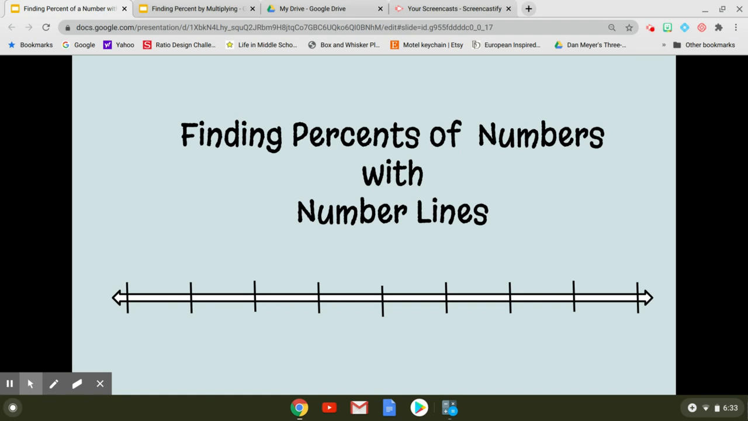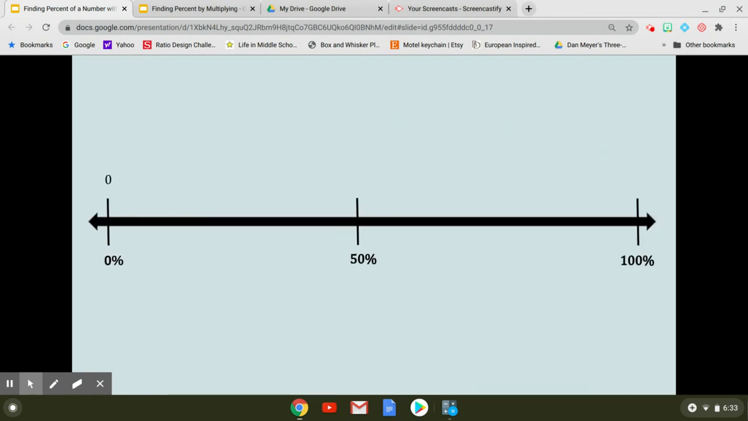In this video, we're going to be looking at finding percents of numbers with number lines. So let's find out how to model percents using a number line. We're going to start out by looking at a typical number line. Normally, we just show numbers on there. In this case, we're going to show percents.